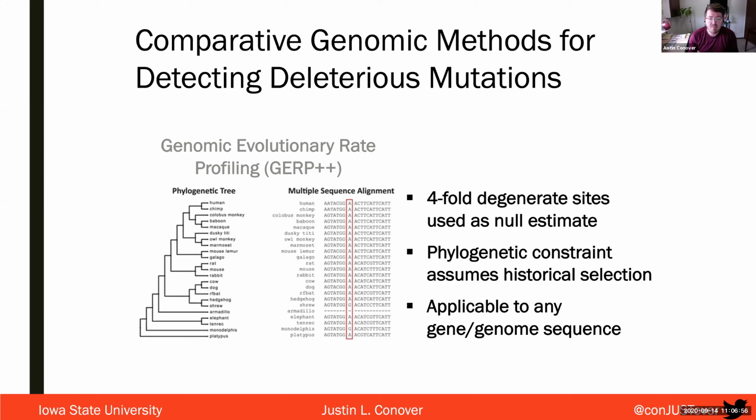This is a really powerful method because it can be used for any gene and genome sequence as long as you can create a whole genome alignment for it. Specifically for this method, you don't have to rely on coding regions. You can also apply it to non-coding regions.